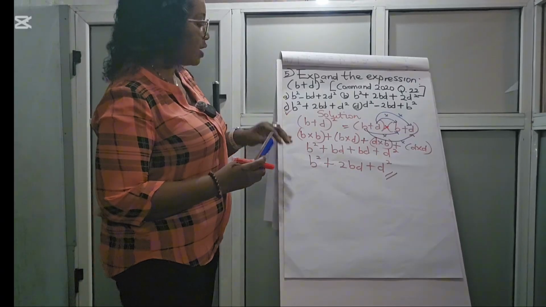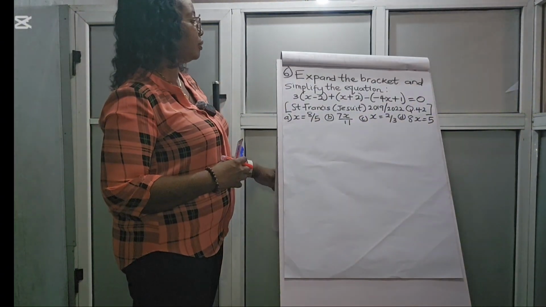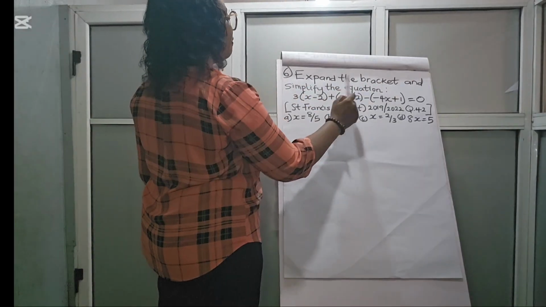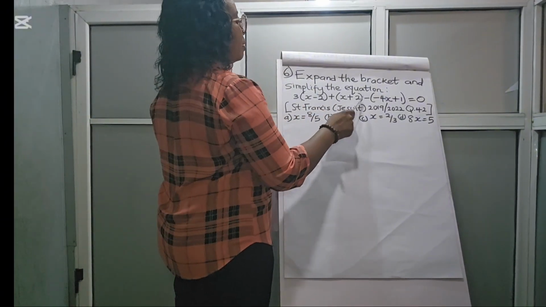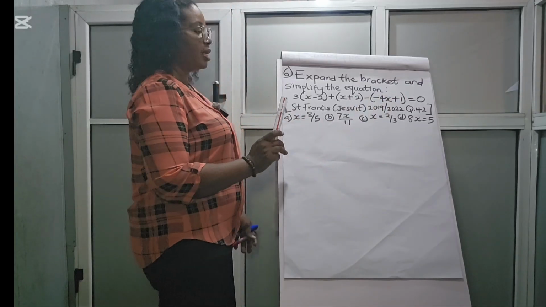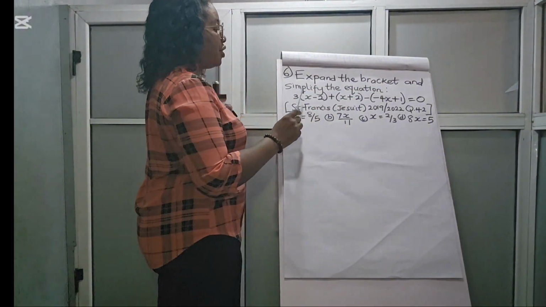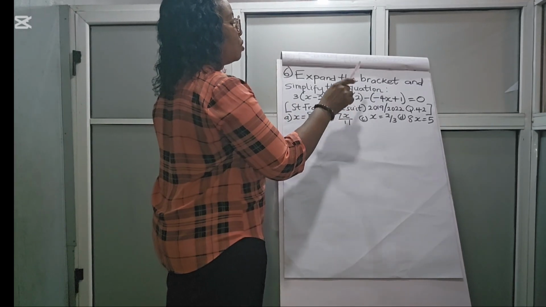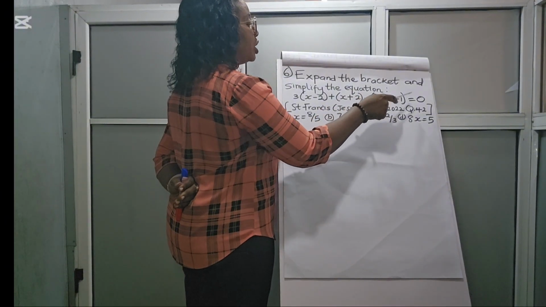So that is that for question 5. Moving on to question 6. Question 6 says, expand the brackets and simplify the equation: 3 into bracket x minus 2 plus bracket x plus 2, bracket closed, minus bracket minus 4x plus 1, equal to 0.